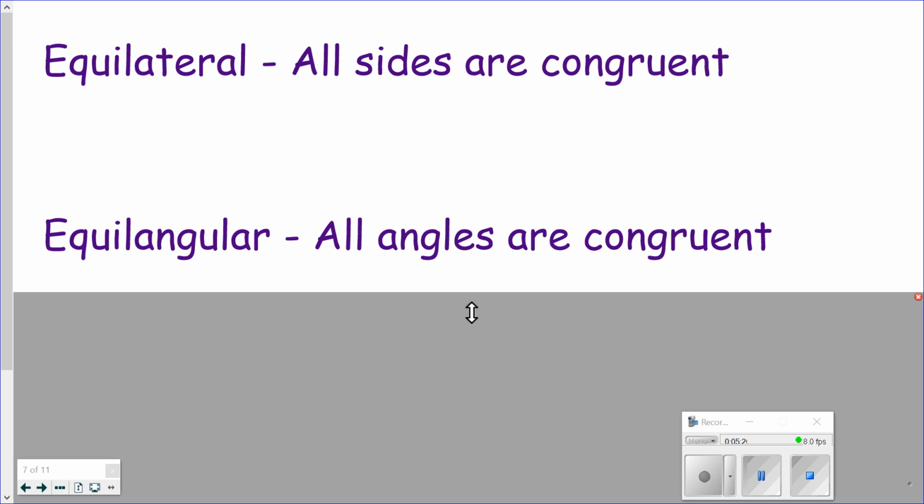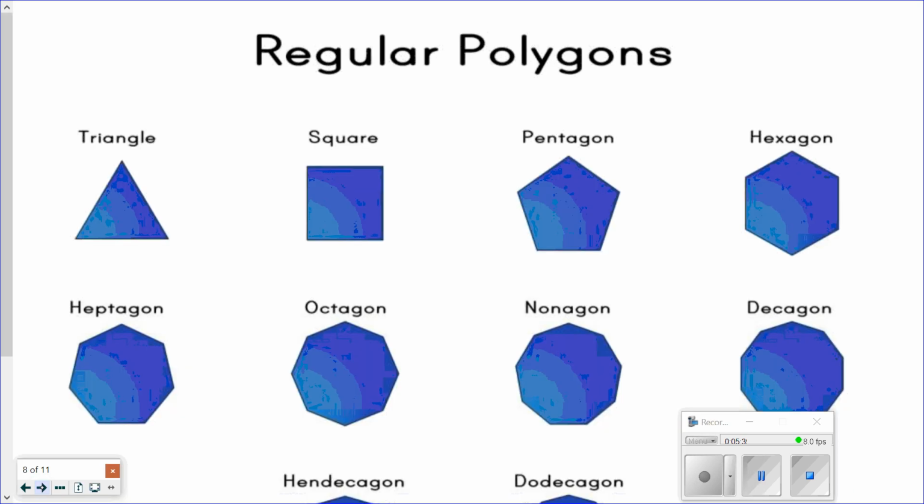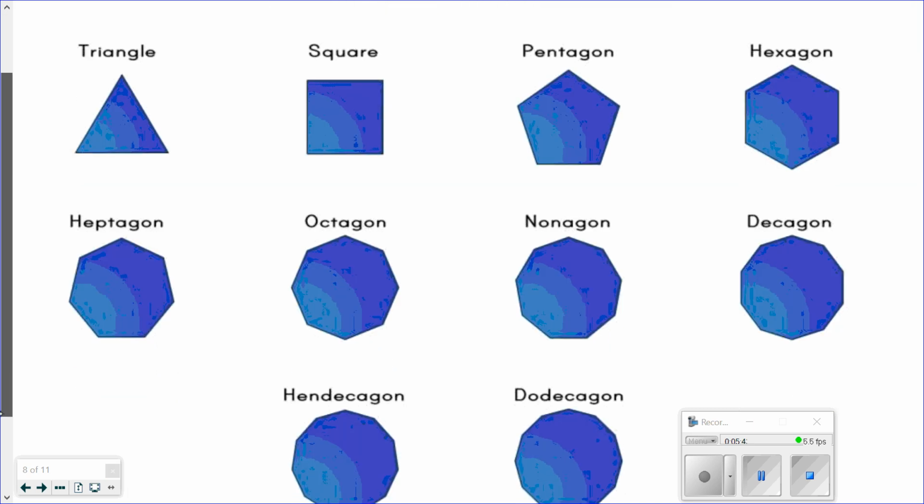Equiangular means all angles in a polygon are congruent. And a regular polygon is a convex polygon with both congruent sides and congruent angles. So here are some examples of regular polygons and what they look like.